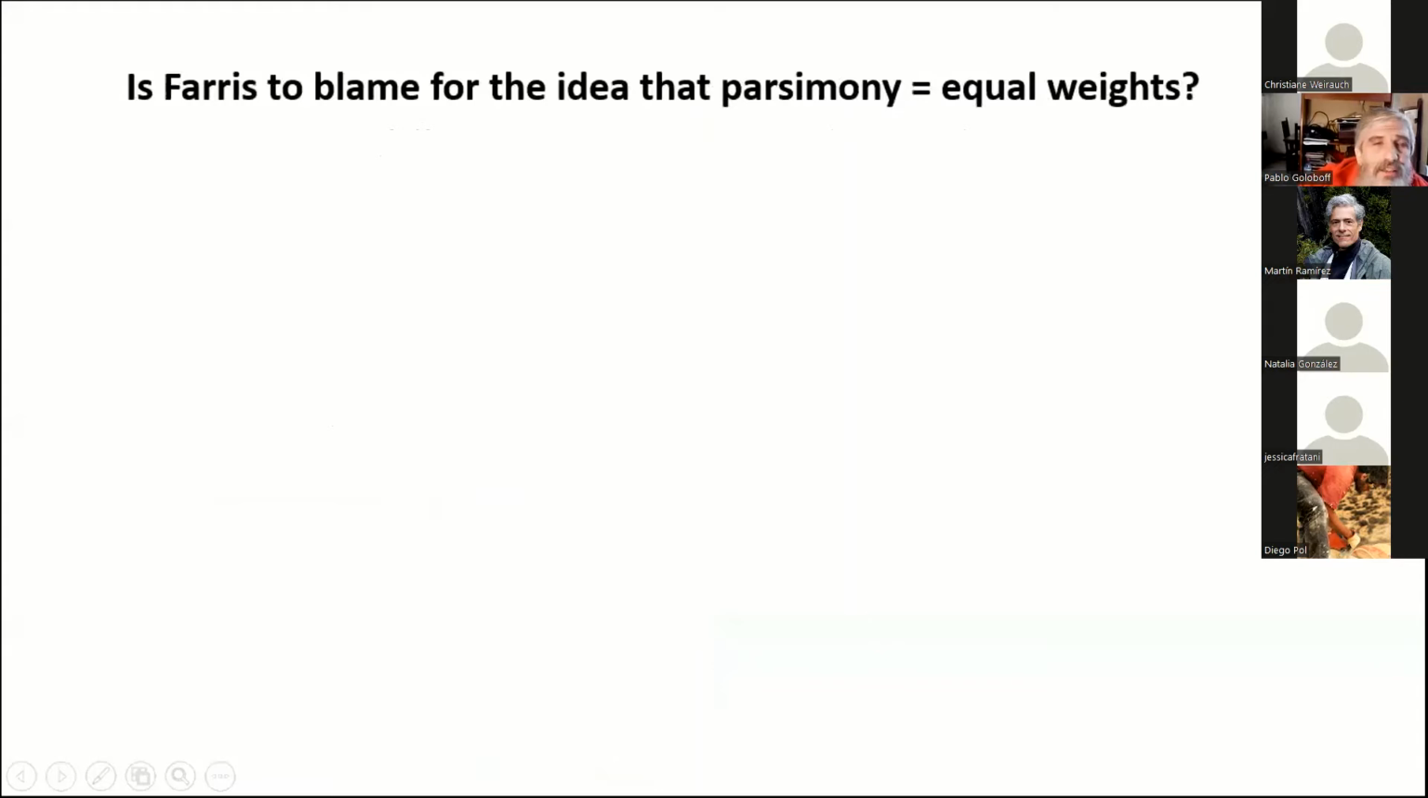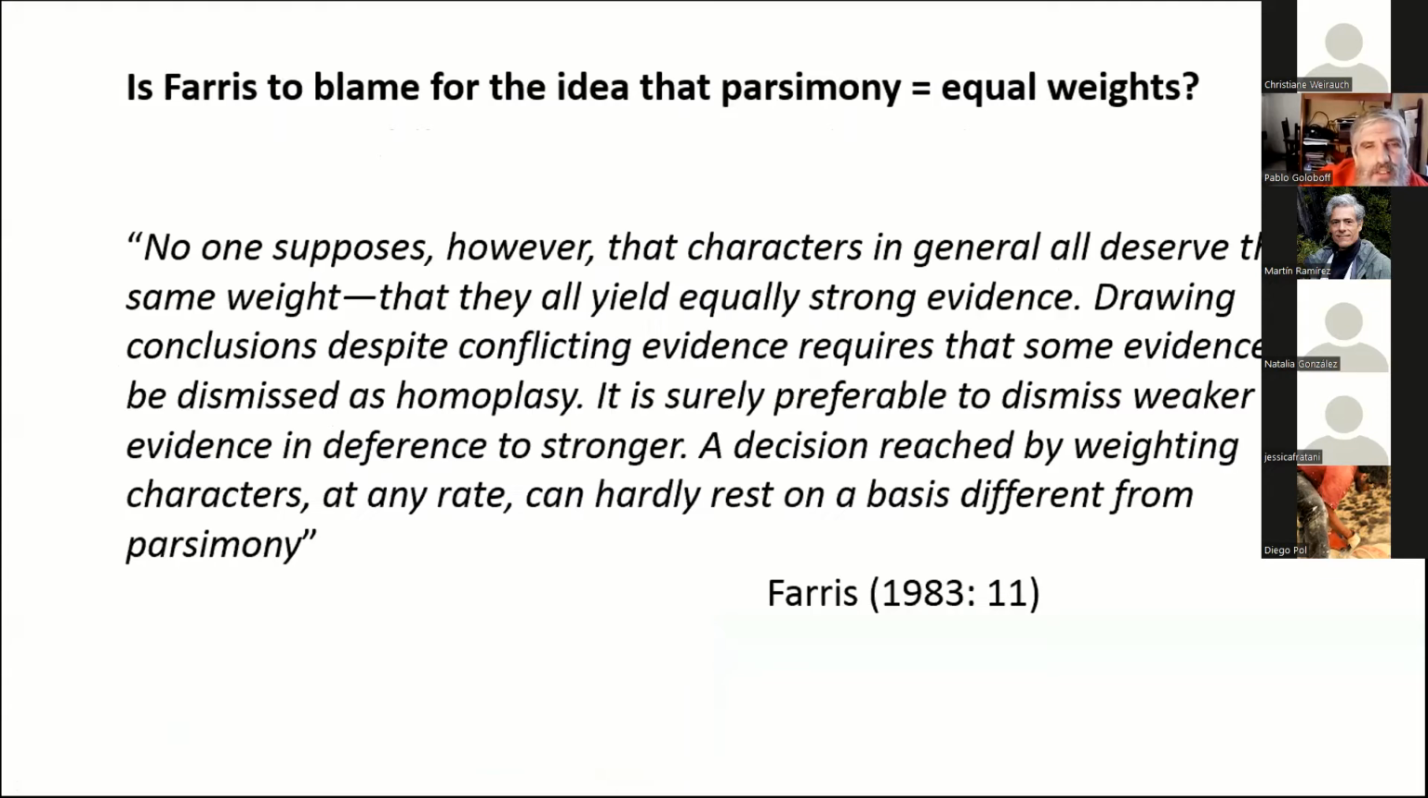Now, many people have cited Farris for the idea that parsimony equals equal weights. Is that correct? Let's see what Farris himself said in terms of weighting. He said, no one supposes that characters in general all deserve the same weight, that they all yield equally strong evidence. Drawing conclusions despite conflicting evidence requires that some evidence be dismissed as homoplasy. It is surely preferable to dismiss weaker evidence in deference to the stronger. A decision reached by weighting characters at any rate can hardly rest on a basis different from parsimony. So it's clear that for Farris, equal weights is not the answer.